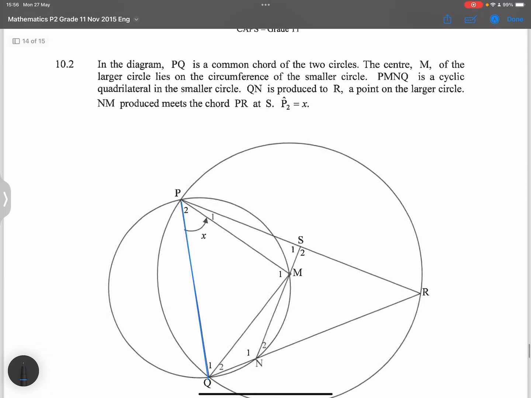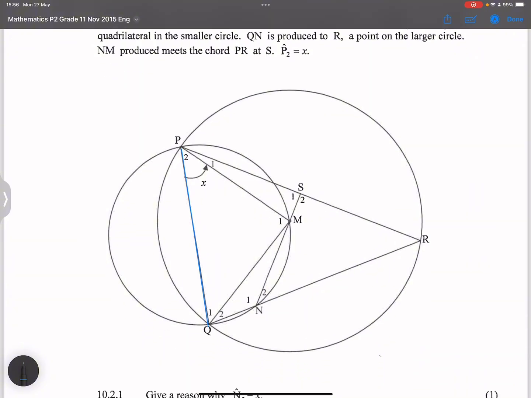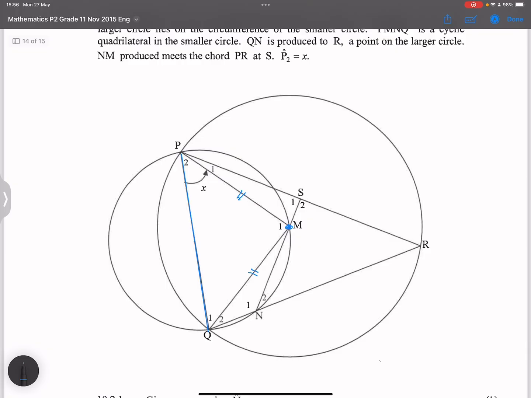Right, so they say to us the center M. Now remember, I said to you, the moment that they tell me about my center, what I quickly want to go and see is whether I do have radii. So I do have radii MQ as well as radii MP. And I want you to note, ladies and gents, that both those are radii in the larger, the bigger circle. So that definitely makes angle P2 equal to Q1. So I can already indicate there that this would be equal to x.